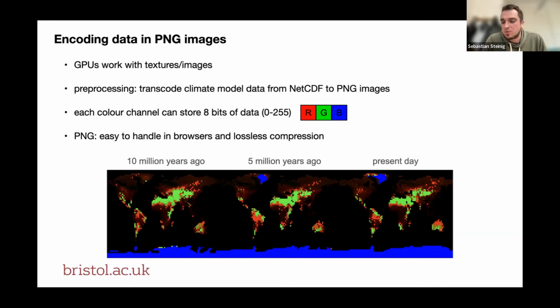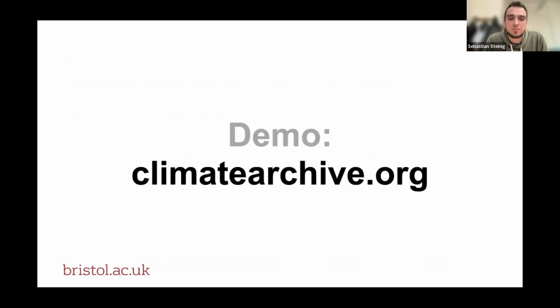And PNG is also very nice because it has lossless compression. What we do then is, for different time periods, I create more or less a movie strip of different time periods, and then I can store all the data in these PNG images. In this case, for example, for surface vegetation. So I store maybe a land ice mask here in the blue channel, and some deserts in green, and so on. And this is the way we put the data into the browser.